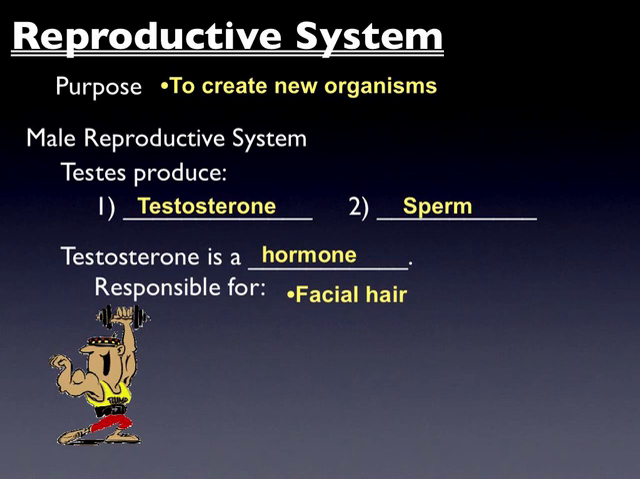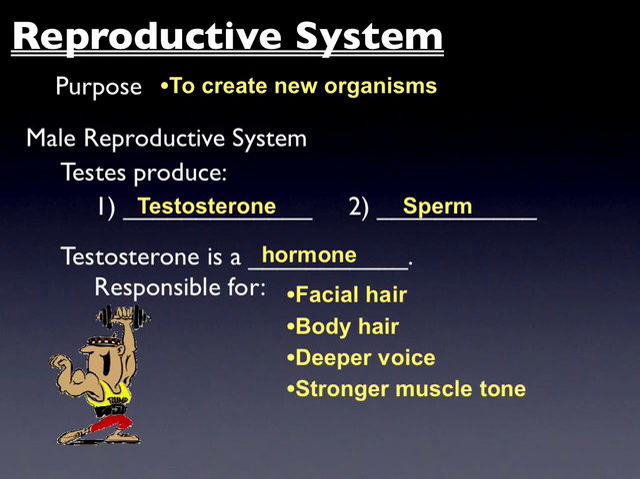Now, as I told you back at the endocrine system, females do have low levels of testosterone in their bodies as well, just like males also have low levels of estrogen. And so testosterone is responsible for facial hair, body hair. Also a deeper voice. Muscle mass. The effects of testosterone is to increase the muscle mass of a person.